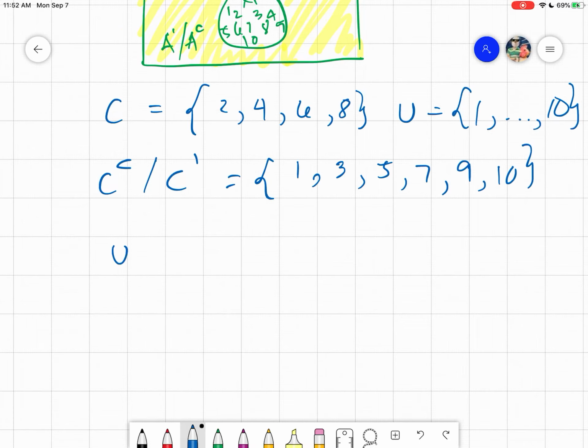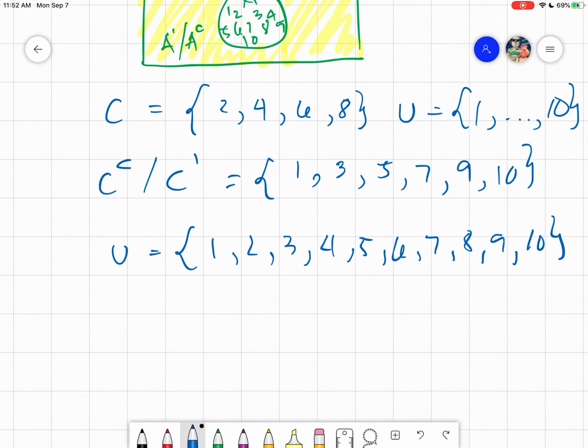Ang gagawin mo, yung U is equals to 1, 2, 3, 4, 5, 6, 7, 8, 9, and 10. Aalisin mo lahat ng 2, 4, 6, and 8. So, natira is 1, 3, 5, 7, 9, and 10. So, therefore, ito yan. Okay?